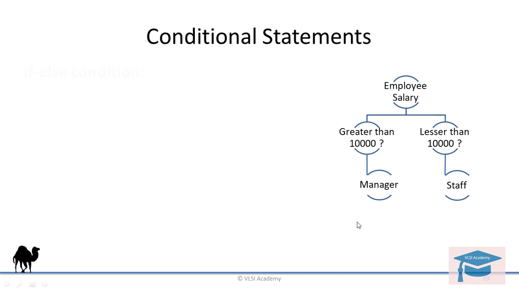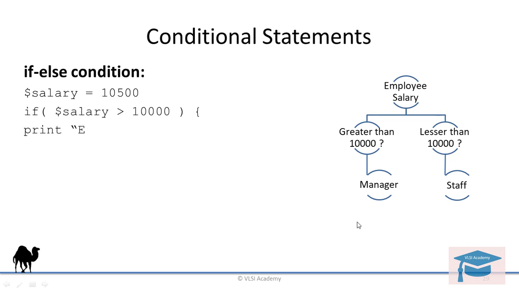So to write such a code, first we will declare the variable salary based on which you have to classify, and then the if condition is written something like this: if the salary is greater than 10,000 then print employee is manager. So here we have taken this example just to give you the idea of how the syntax looks for the if condition in Perl, which is very similar to how we write in C.